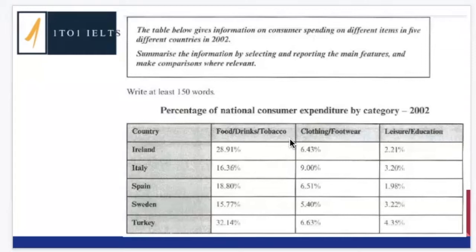Okay, Mary said it's because of the percentage of national consumer expenditure. So yeah, the percentage of their money that people in these different countries spent on these different categories. The categories they're spending money on, we've got food, drinks, and tobacco. They're spending money on clothing and footwear and leisure and education.